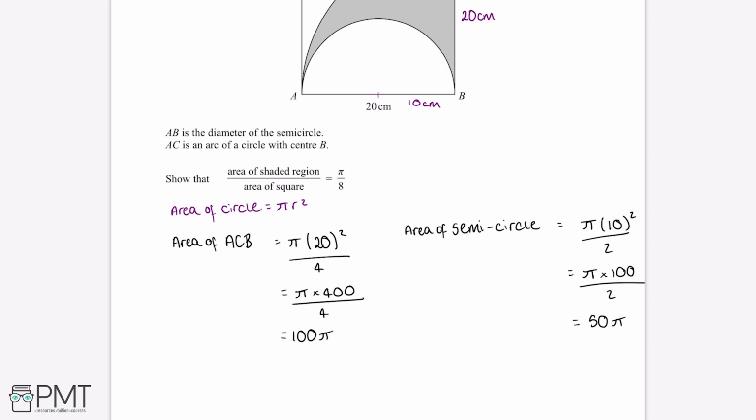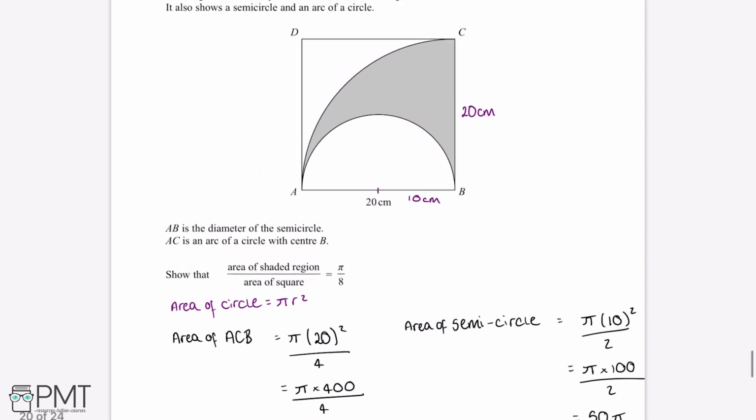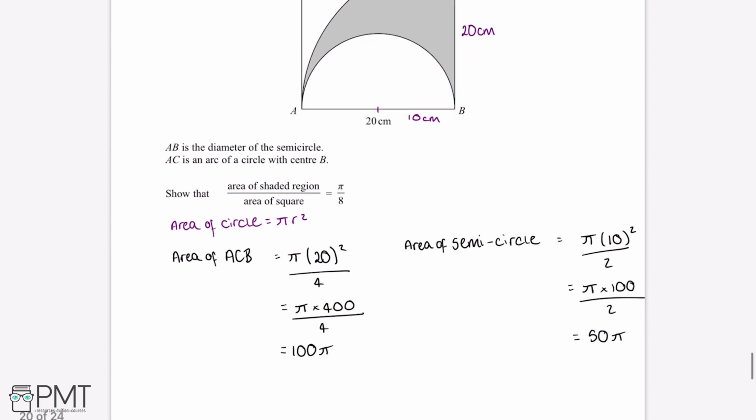So now if we look back at the diagram, we've worked out the full area of this quarter circle, and we've worked out the area of this semicircle. So the area of the shaded region will be 100 pi minus 50 pi. And 100 pi minus 50 pi is equal to 50 pi.